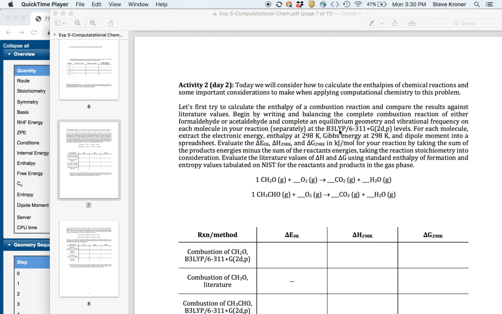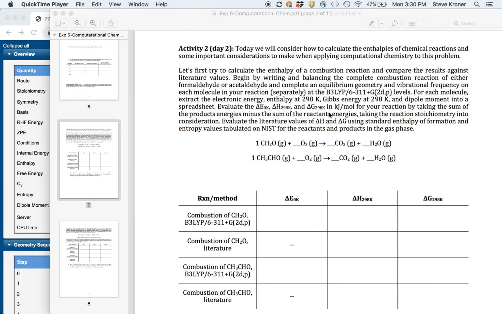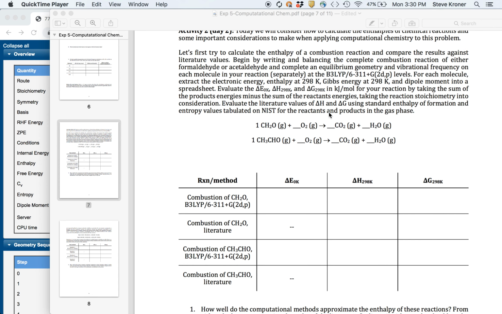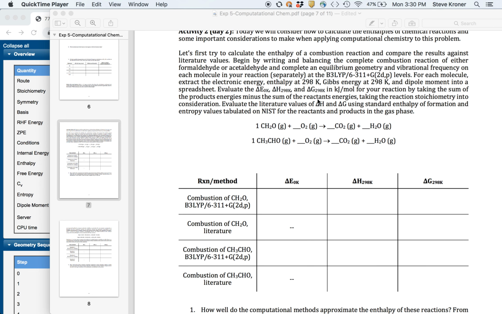Hello and welcome. Activity 2 is going to compare or try to determine some enthalpies of chemical reactions and compare some different reactions with some different methods and basis sets. So let's begin here. We're looking at two different reactions: formaldehyde plus O2 goes to CO2 plus water. You're going to want to balance that reaction. Then do the same thing for acetaldehyde plus O2 goes to CO2 and water.